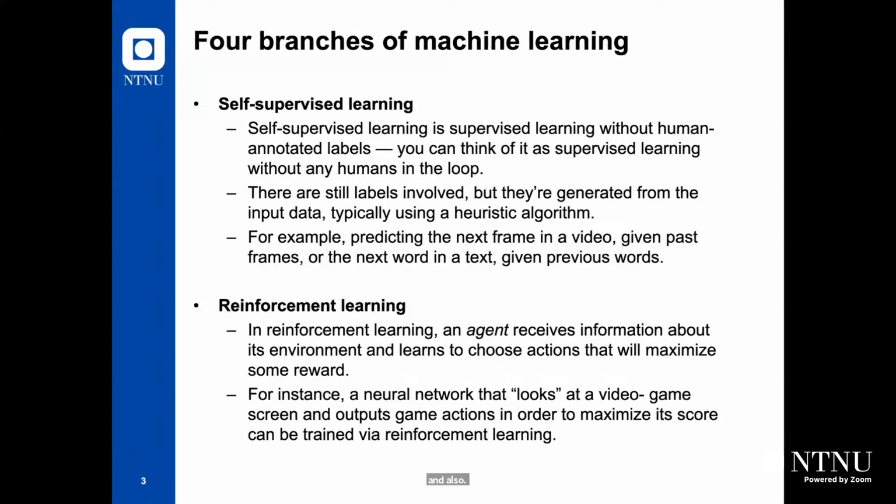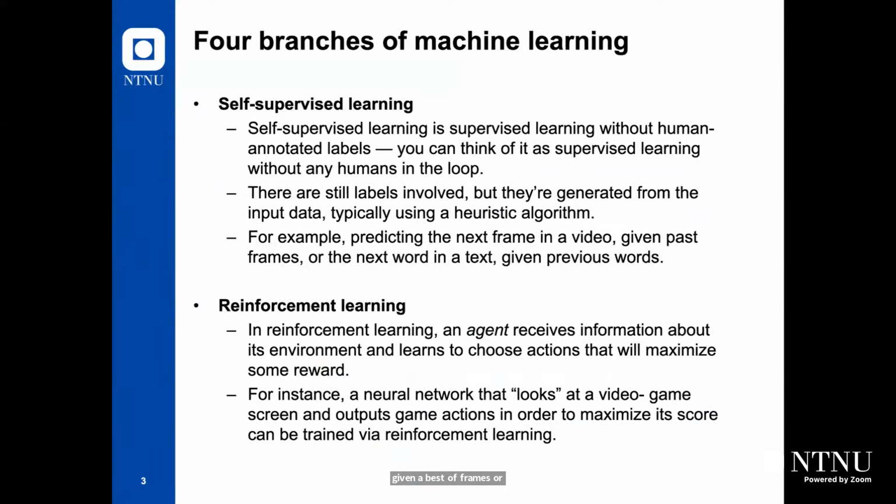there is something called self-supervised learning, and self-supervised learning is supervised learning without human annotated labels, right? It's supervised, but we don't have annotated labels. You can think of it as supervised learning without any humans in the loop. So there are still labels involved, but they are generated from the input data, typically using some heuristic algorithm. So for self-supervised learning, we need to have some algorithm which will be able to give us some labels. We don't have labels, we don't have any humans, but we will have some heuristics which will help us label, annotate my data. So predicting, for example, the next frame in a video, given past frames, or the next word in a text given previous words.